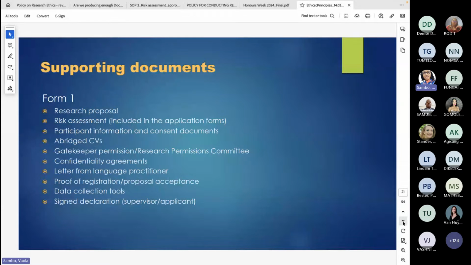Sometimes we would require a letter from a language practitioner. There is a section in the form that asks you if you're going to be translating your data collection instrument. For example, if you are dealing with communities who are not proficient in English, then you may have to consider translating your instrument into the local language. Then you would also need to attach a letter from a language practitioner confirming that that instrument has been translated adequately. Proof of registration, very important.